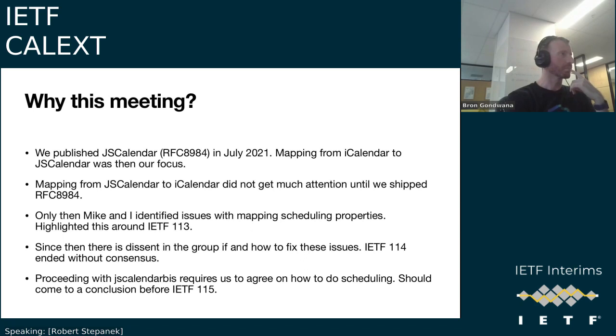But as I wrote on the mailing list, I don't think we can really proceed with JS Calendar BIS until this is settled. It doesn't make sense to me to work on JS Calendar BIS when we can't do scheduling. That kind of defeats the point of the whole exercise. So my goal of this meeting is to come to a decision with regards to scheduling. And if we cannot do that, then we should have a very clear picture of the questions that need to get answered so that we can come to a decision.